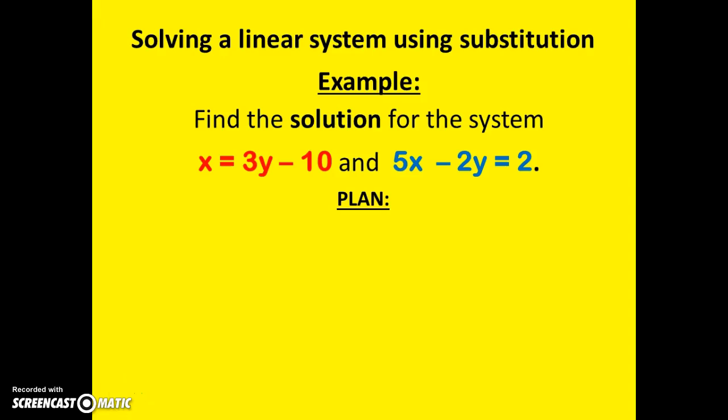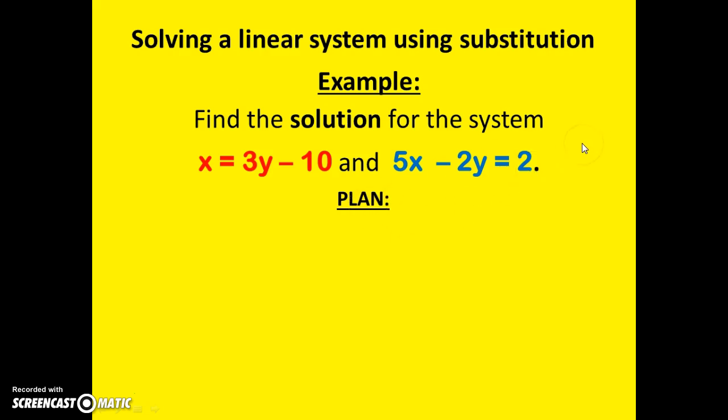Today we're going to talk about solving a linear system using substitution. And we're going to learn it through an example. So here's a linear system of two equations, and we want to find the solution to this system. x equals 3y minus 10 and 5x minus 2y equals 2.